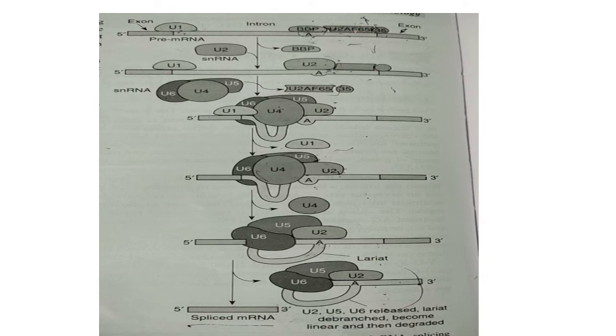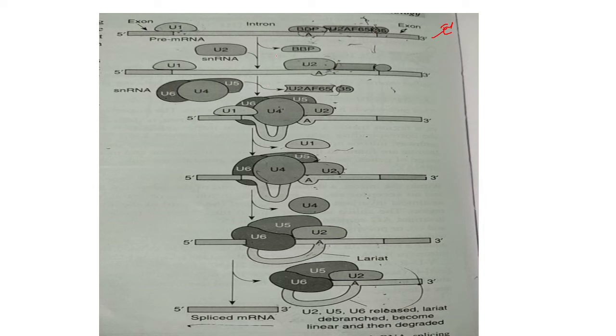So this is known as the early complex. That is, U1 will bind to the 5 prime splice GU region, the splicing factor will bind to the A region, and U2AF will bind to the polypyrimidine structure and the 3 prime splice site. Up till now, complex E, or you can say early complex, is formed.